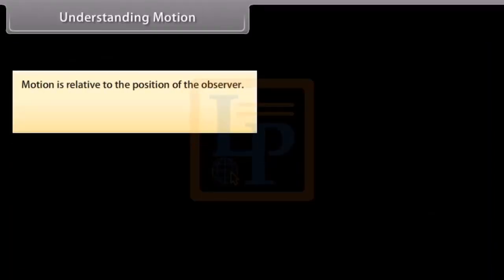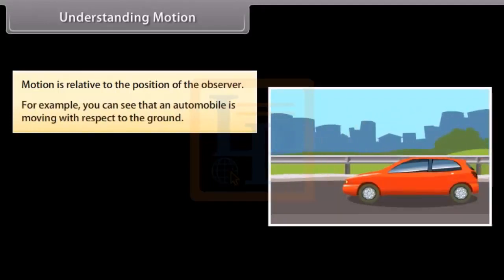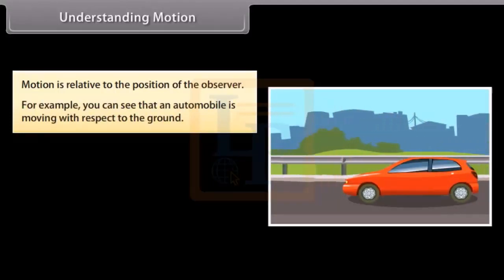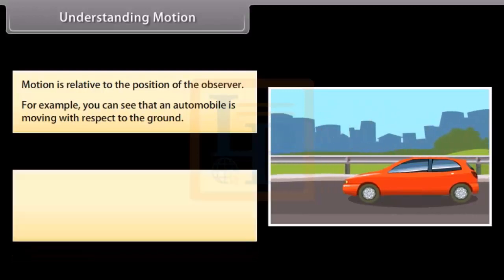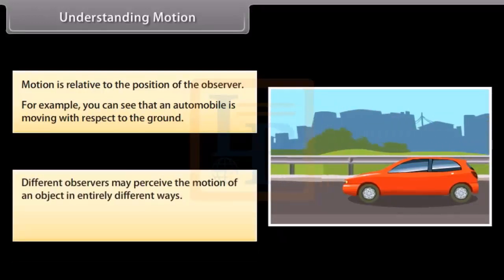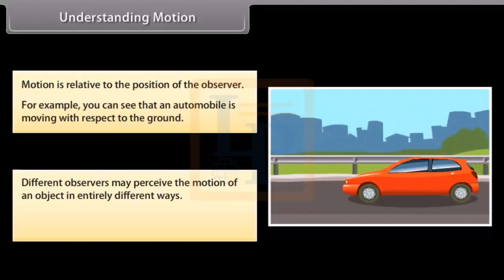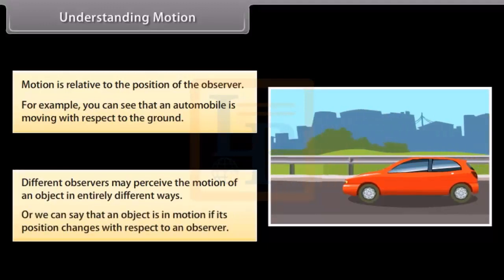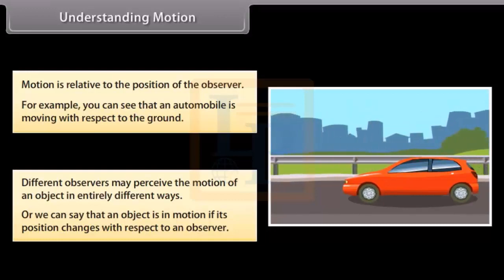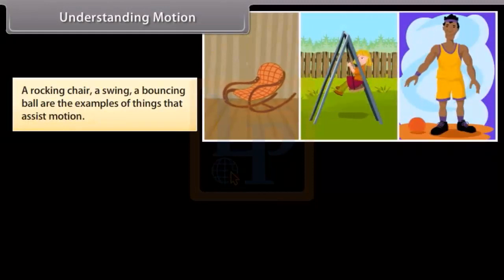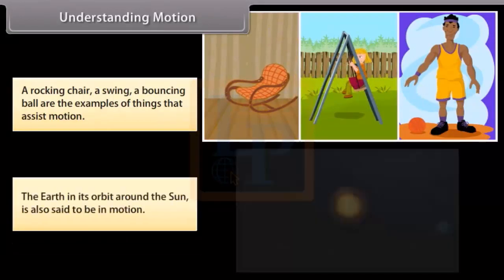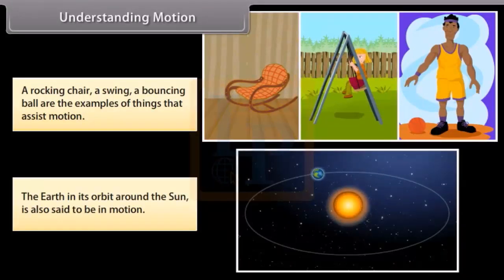Understanding motion. Motion is relative to the position of the observer. For example, you can see that an automobile is moving with respect to the ground. Different observers may perceive the motion of an object in entirely different ways. Or we can say that an object is in motion if its position changes with respect to an observer. A rocking chair, a swing, a bouncing ball are examples of things that exhibit motion. The Earth in its orbit around the Sun is also said to be in motion.